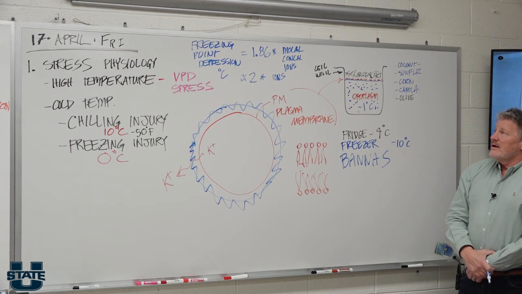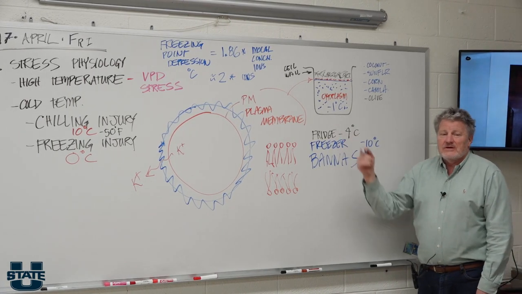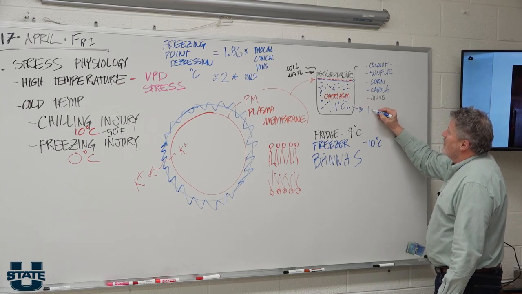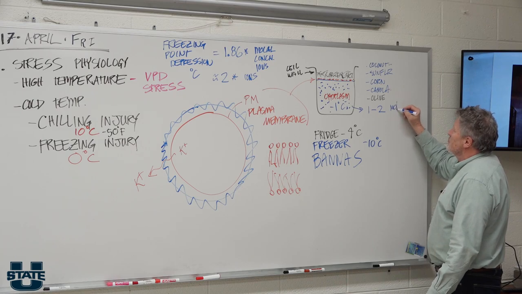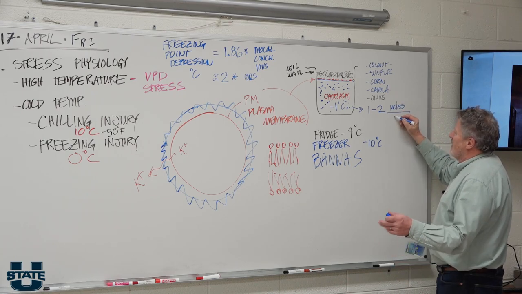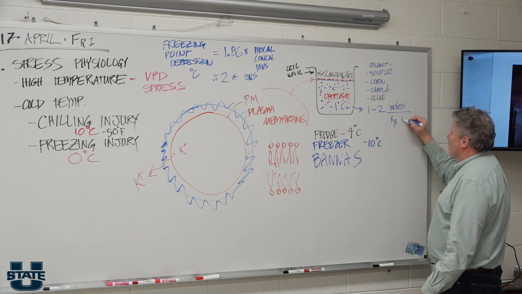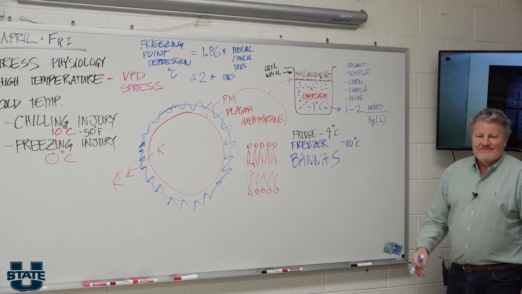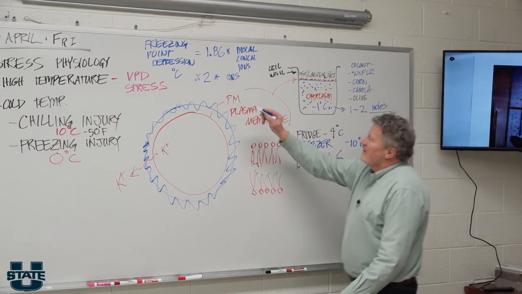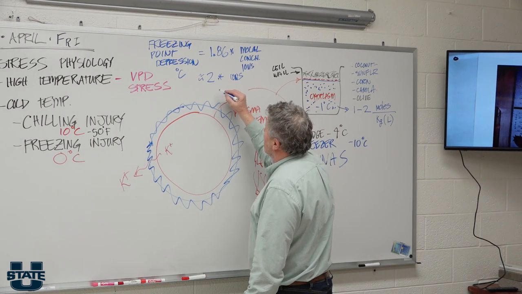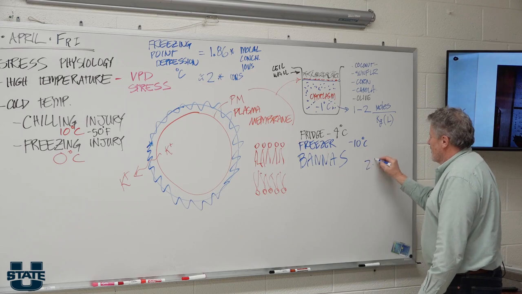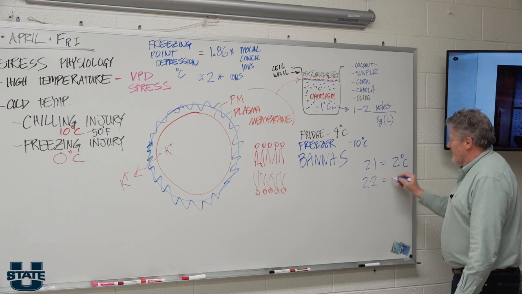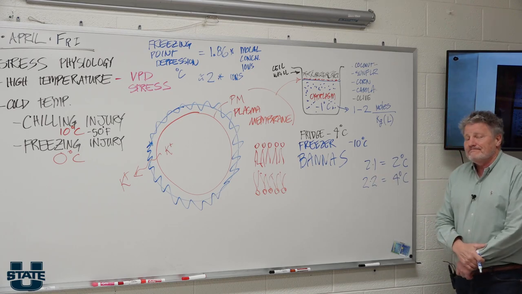Now, how many ions are in here? A typical plant is typically 1 to 2 moles of ions per kilogram, or liter, almost the same thing. Great. So now we can run the entire equation. 2 times 1 is 2 degrees C freezing point depression. And if you really got a lot of ions in there, we get 4 degrees C.